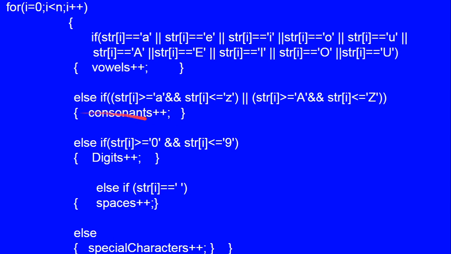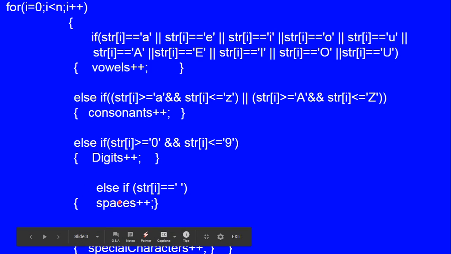The braces are opened and closed for this if condition. Else if string of i greater than or equal to 0 and string of i less than or equal to 9, means if the values are between 0 and 9, then it is called a digit. Digits is equal to digits plus 1. So this is again a post increment operator, open brace and close brace for this if statement.